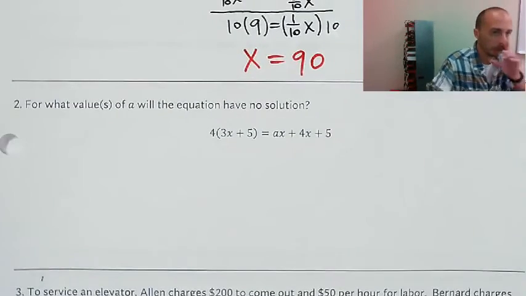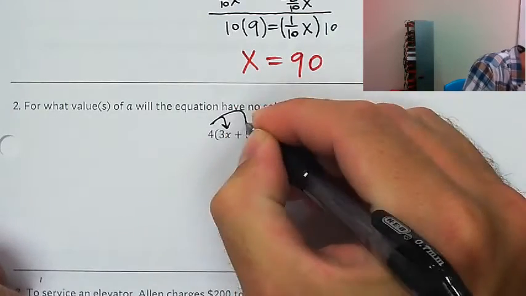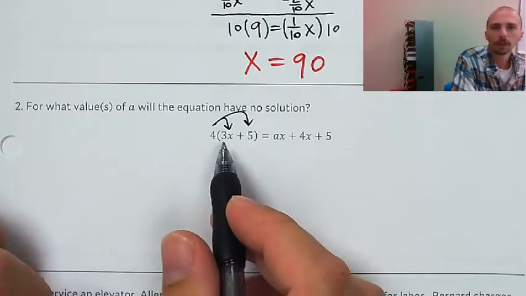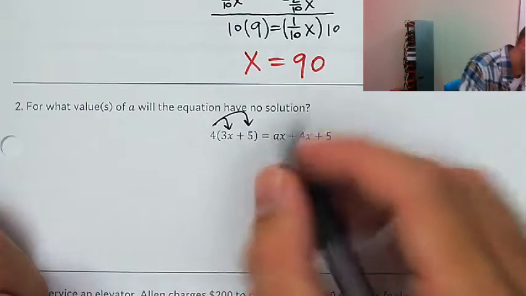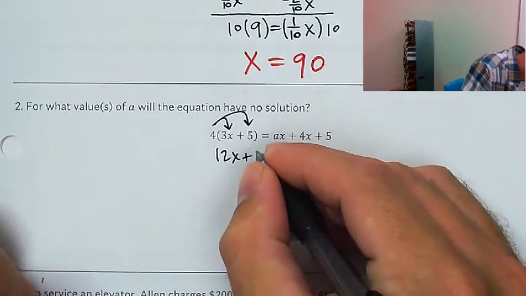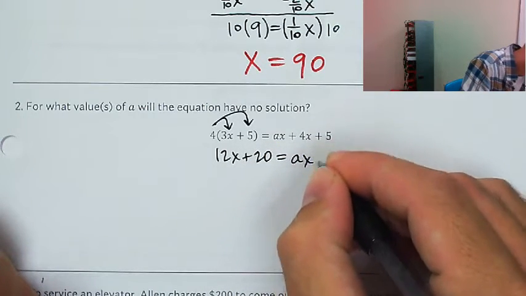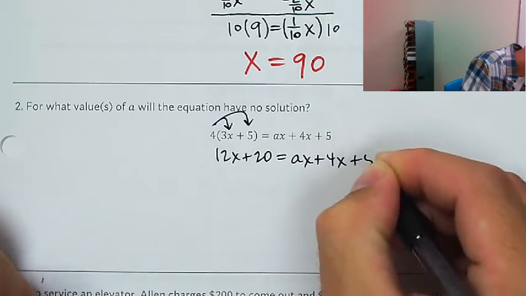All right, when will this equation have no solution? I'm going to start by distributing, because you can tell that's what needs to happen when you see the parentheses and the number on the outside. So 4 times 3x is 12x, plus 4 times 5 is 20, is going to be equal to ax plus 4x plus 5.